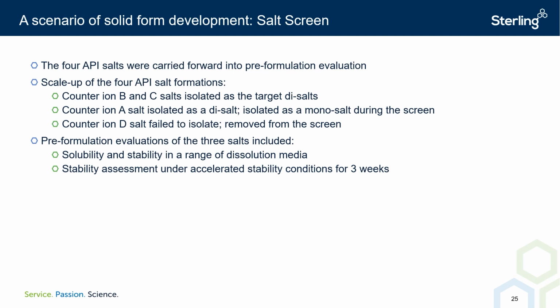The counterion B and C salts were successfully isolated as the target di-salts upon scale-up. The counterion A salt was interestingly also isolated as a di-salt upon scale-up, despite being isolated as a mono-salt during the initial screening investigations. However, on 2 occasions, the counterion D salt was isolated with varying API to counterion ratios and with significant residual solvent content, and was consequently removed from further evaluations.